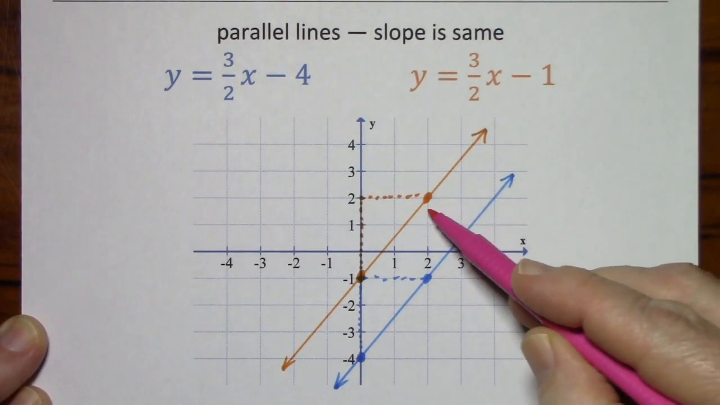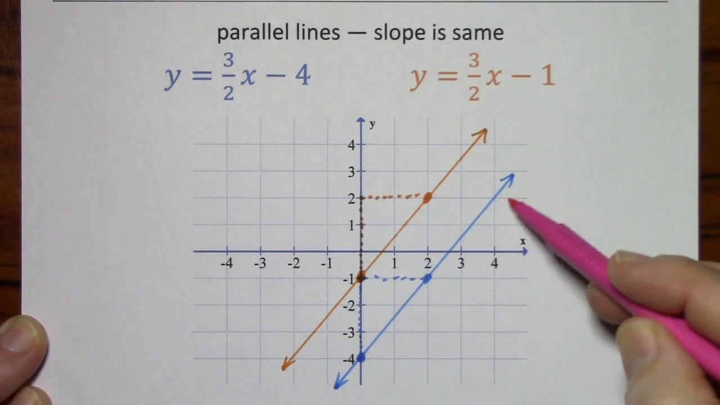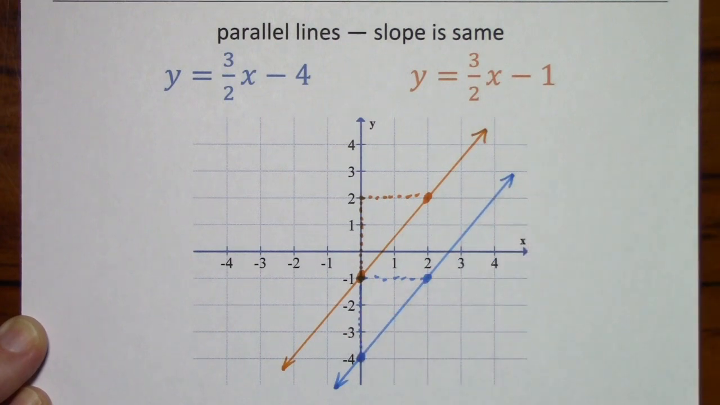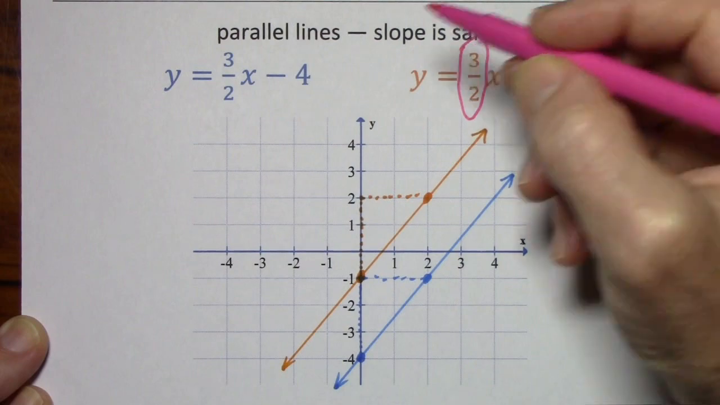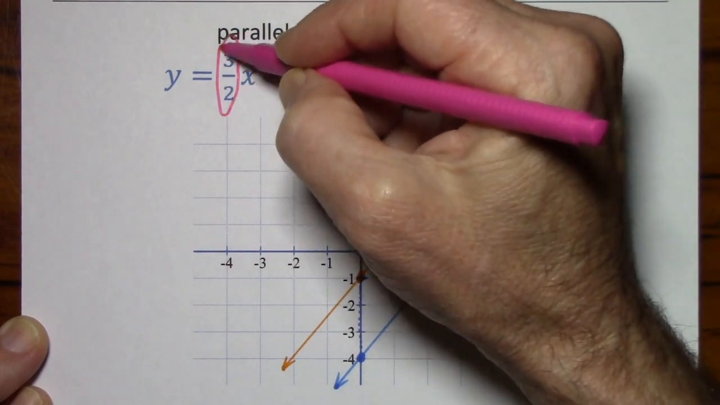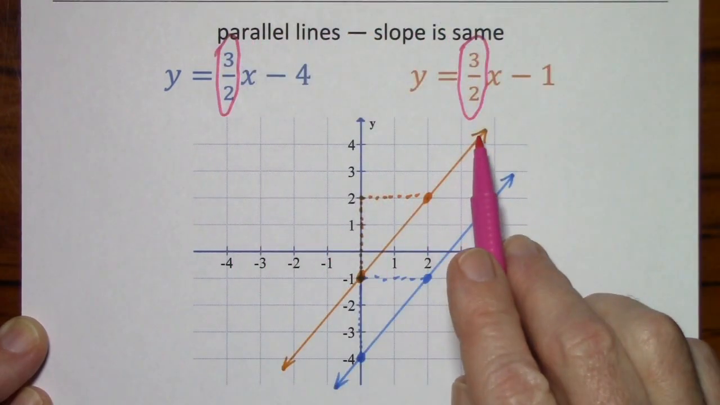So we've graphed the two equations. I think you can plainly see the lines are parallel. Notice the slopes are the same.